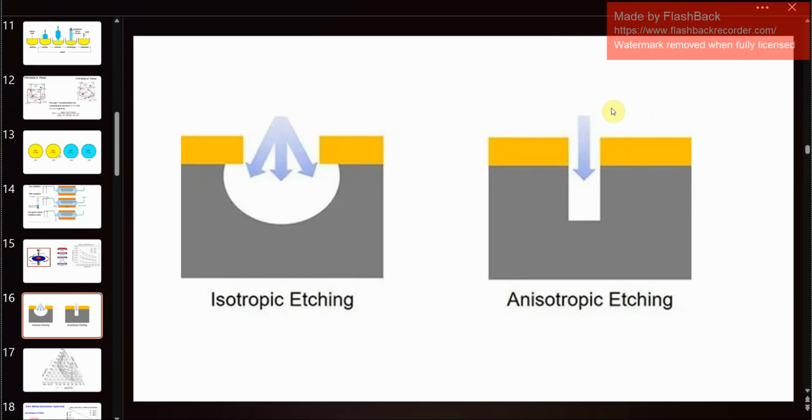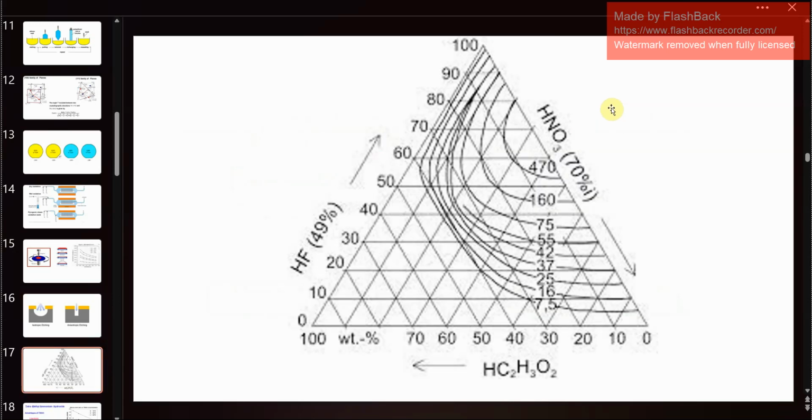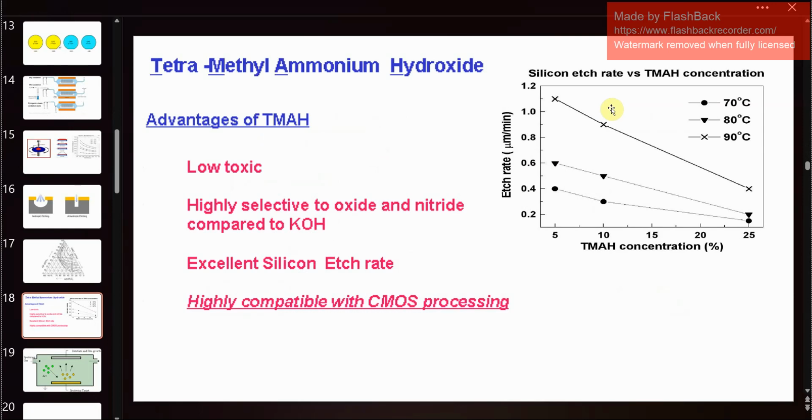want to remove. So for etching, you need isotropic etching and anisotropic etching. So isotropic etching happens in all directions, and anisotropic etching is directional etching. So isotropic etching will be mainly wet etching, and anisotropic etching is mainly dry etching. So this is the etchant triangle. So basically depending on the concentration of etchants, you will get different etch rates. So this is what you can get from the etchant triangle.